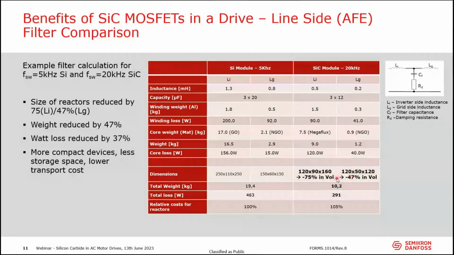And well, that is quite an achievement, I think. And of course, with a smaller volume, also the weight goes down. So we talk about 19.4 here versus 10 kilogram on the silicon carbide side. So we almost halve the weight of this filter circuit there. Then also the losses go down. While we have 463 watt on the silicon side, we have not even 300 on the silicon carbide side.